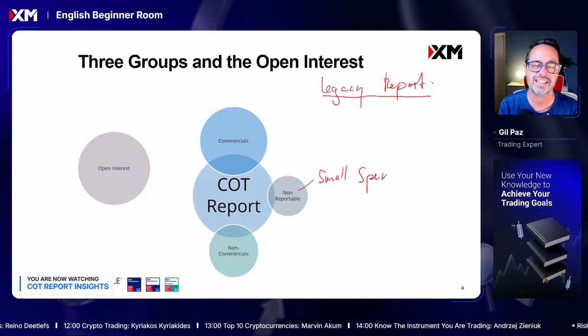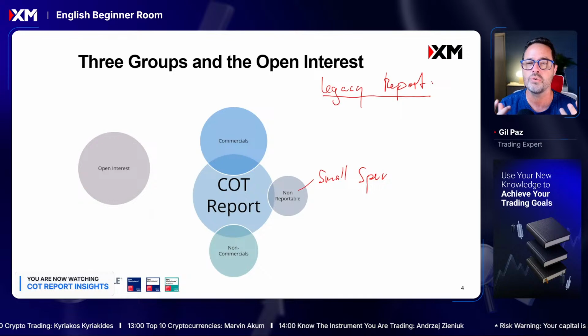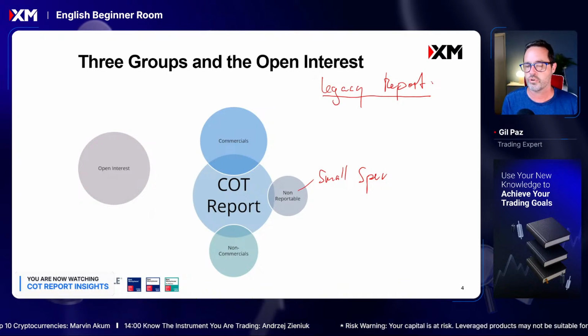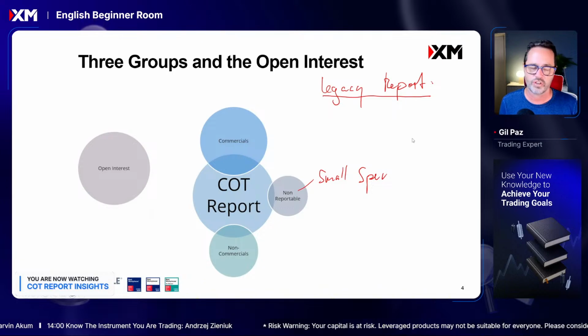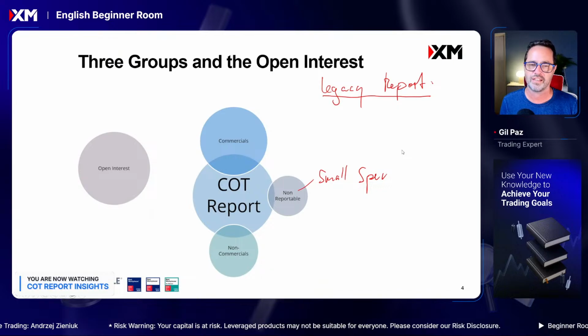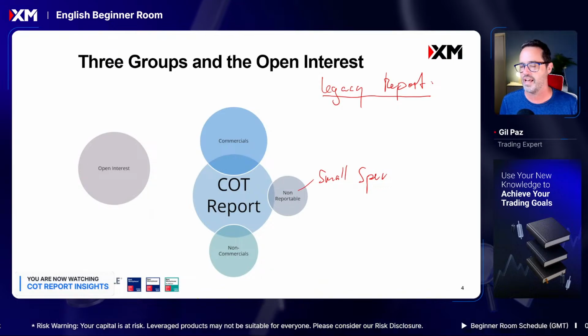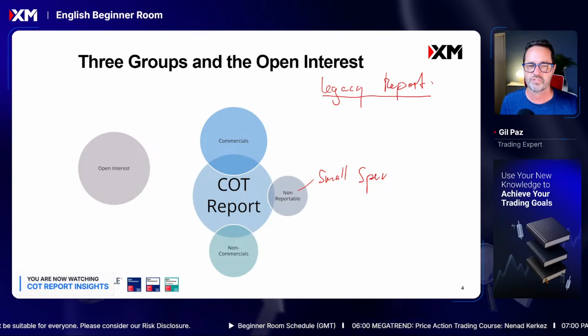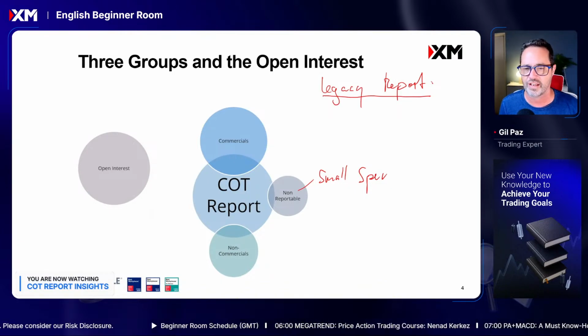Now, what is unique about small speculators as a group? Within the group, they're very diverse. There are long-term traders and short-term traders and scalpers, and from different places in the world, from Asia, from the US, from Europe, from South America, Africa, from everywhere.